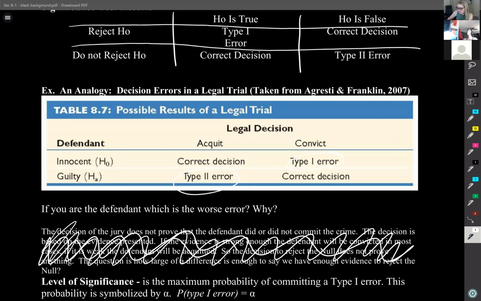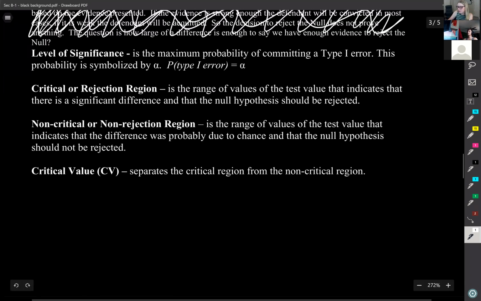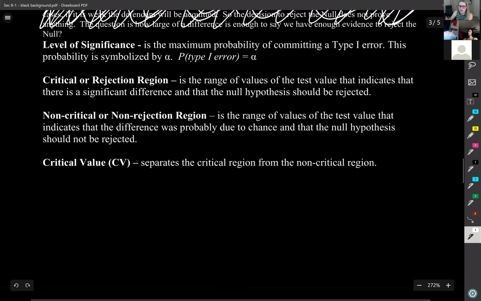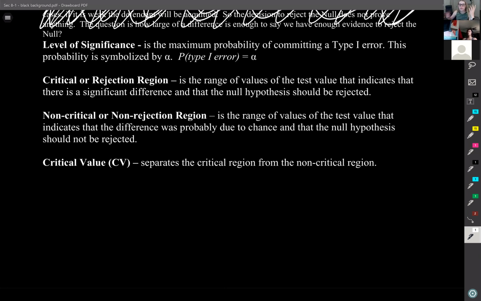Okay, that's a fun example that emphasizes the different types of errors. So now that we've talked about our two types of hypotheses and our options for rejecting or accepting the null, we're going to get into what's called the level of significance. Once you think about your null and alternative hypothesis, and what study you're going to do, you want to decide on a level of significance.